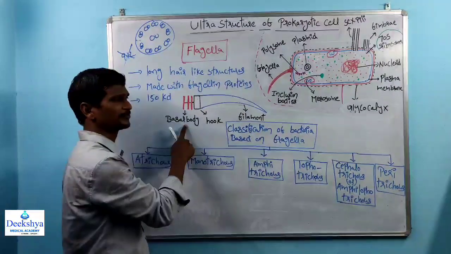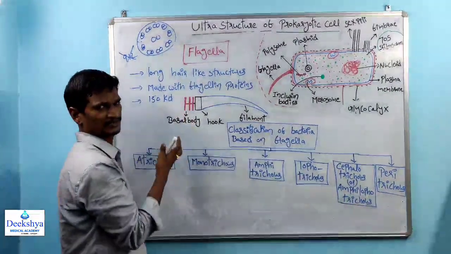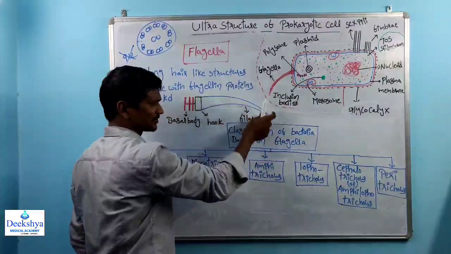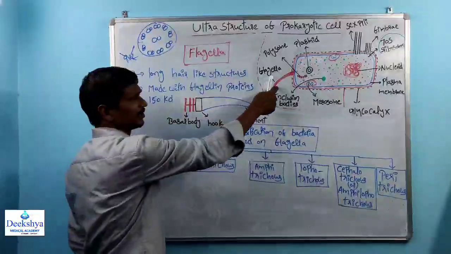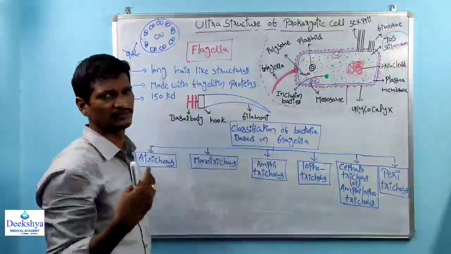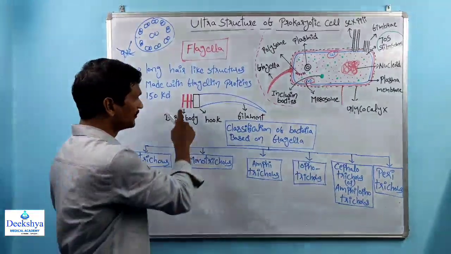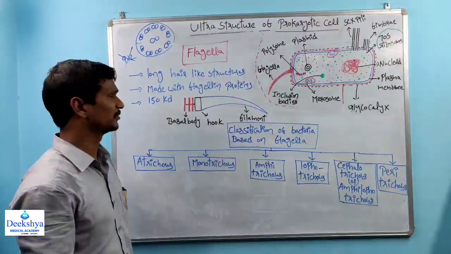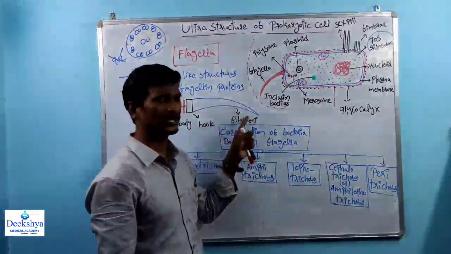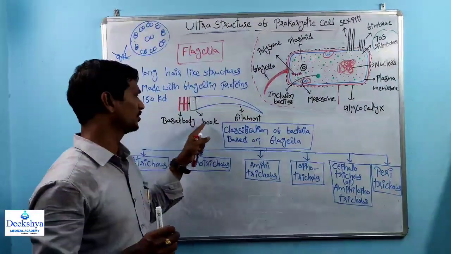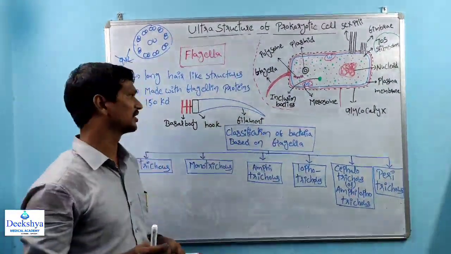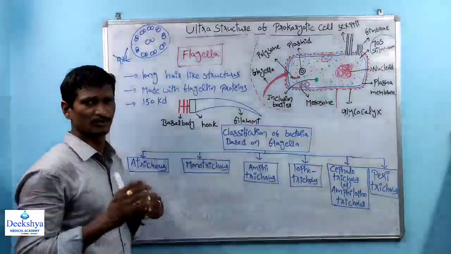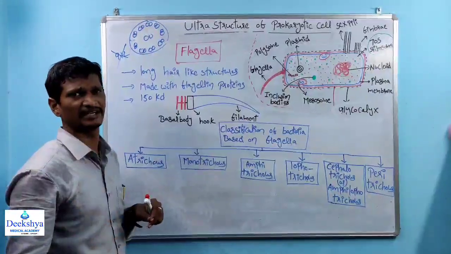The basal body is the main root structure. Then there is a long hair-like structure, which is called the filament. The filament especially supports the motility, or movement, of the bacteria. Between these two, there is a connecting part called the hook. So within flagella, 3 parts are present: basal body, hook, and filament. These 3 parts finally form the complete flagella structure, which supports the motility of the bacteria.